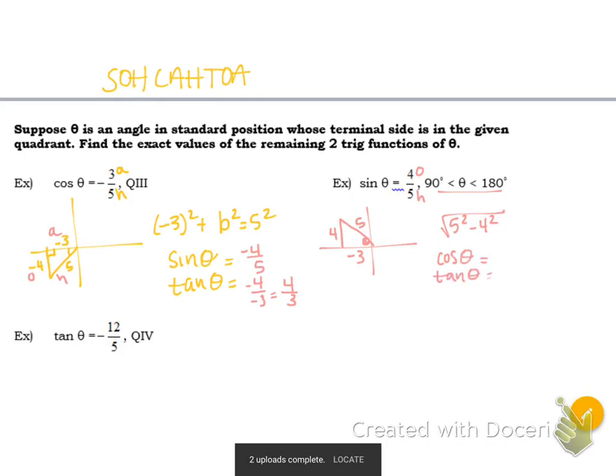Okay, if I label my sides again, I have opposite, hypotenuse, adjacent. Cosine is a then h, so negative 3 over 5. Tangent is O then a, so 4 over negative 3.